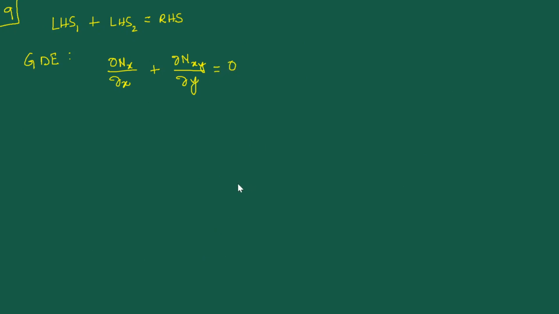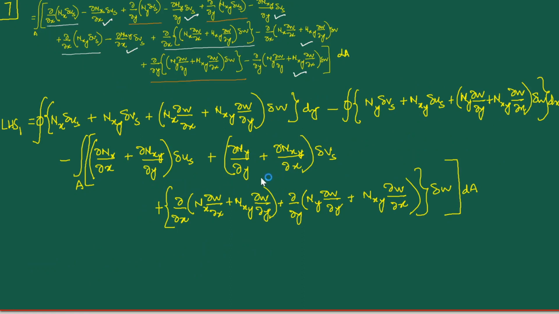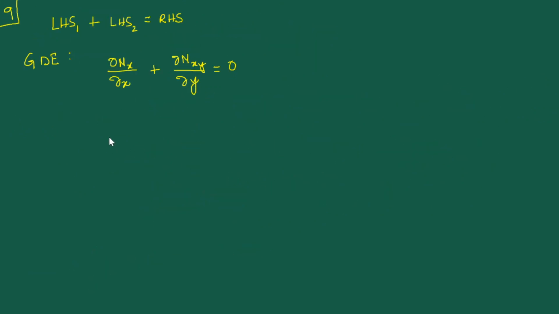For the next one, let me go back to that page again. Let me pick up the coefficient of delta Vs. This is del ny del y plus del nxy del x. So I'll write the nxy term first.